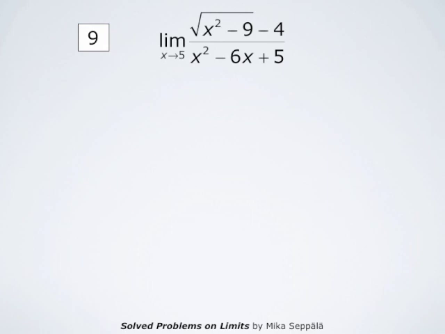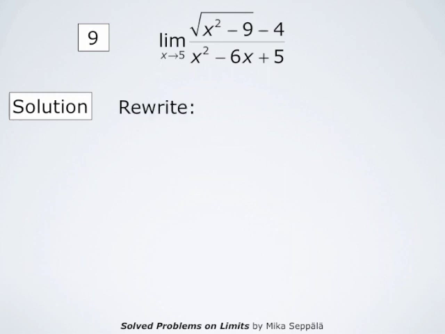To compute the limit as x approaches 5 of (square root of x squared minus 9 minus 4) divided by (x squared minus 6x plus 5), one may want to substitute x equals 5 first. 5 squared is 25, so x squared minus 9 is 25 minus 9, which is 16. Square root of that is 4. So the numerator is 4 minus 4, which is 0. And the denominator is 25 minus 30 plus 5, which is 0 also. So direct substitution x equals 5 yields 0 divided by 0, which is not a number.